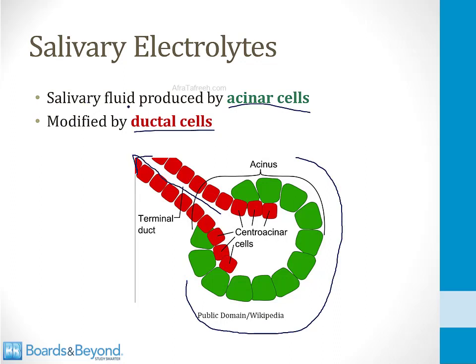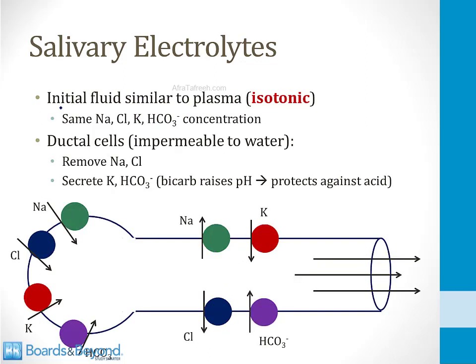And salivary fluid is produced by the acinar cells and then modified by the ductal cells. The initial fluid produced by the acinar cells is similar to plasma. It's isotonic to plasma, and it has the same sodium chloride, potassium, and bicarb concentration as plasma.